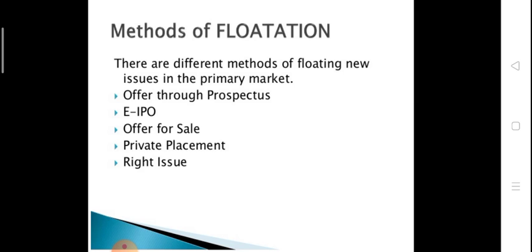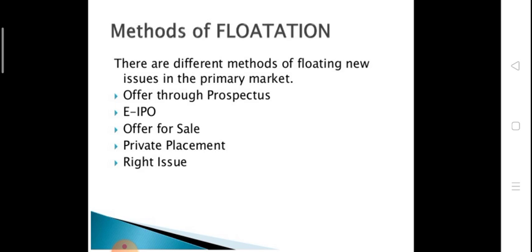Next one is EIPO. It is the initial public offering. That means if we purchase or sell any security through the internet, meaning the internet facility is available by the stock exchange. If a company issues their securities through the internet, it is known as EIPO, meaning initial public offerings. So in this method we go to the site of the company or to the site of the stock exchange, then we purchase and sell.